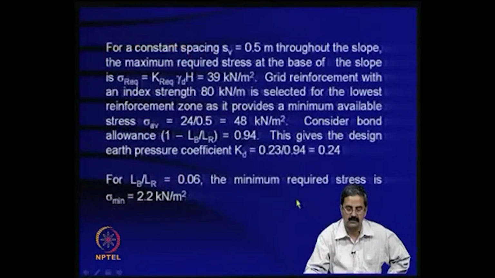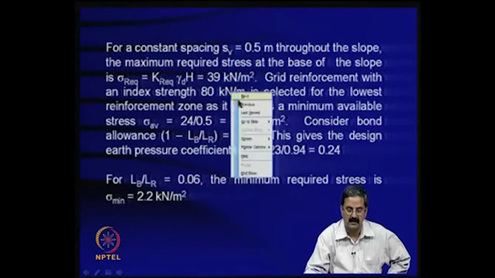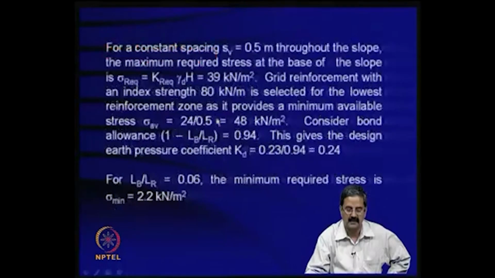Now what we do is that we provide some spacing of those materials, a constant spacing of SV equal to 0.5 meters throughout the slope. The maximum required stress at the base of the slope is like this: K required is what you have already got, some 0.23, and H and all that, you get 0.39 at the bottom.